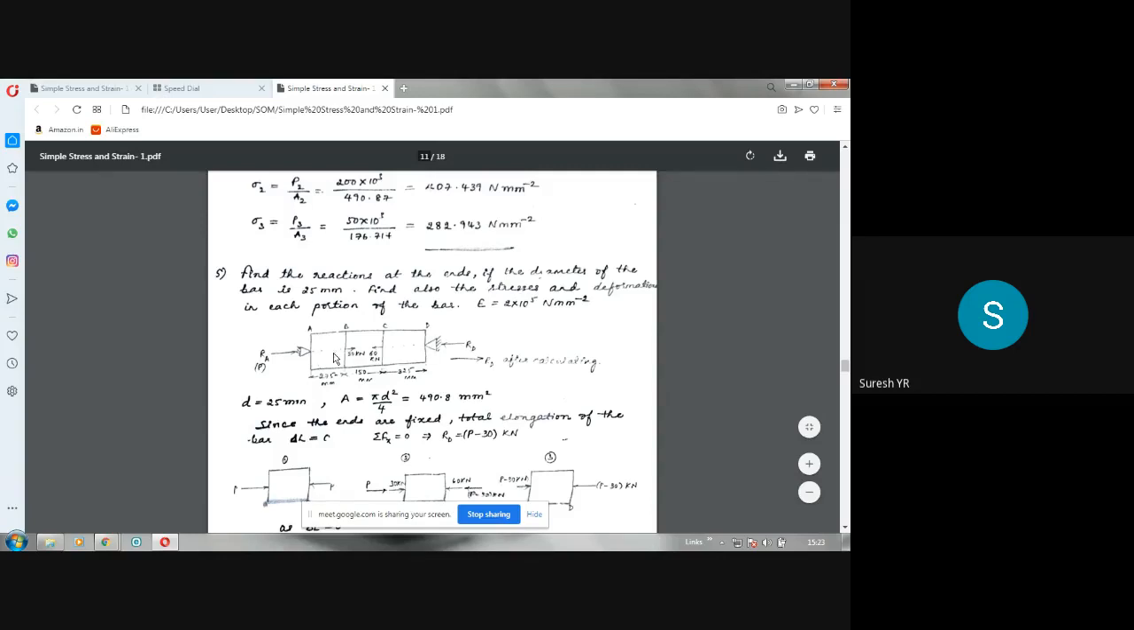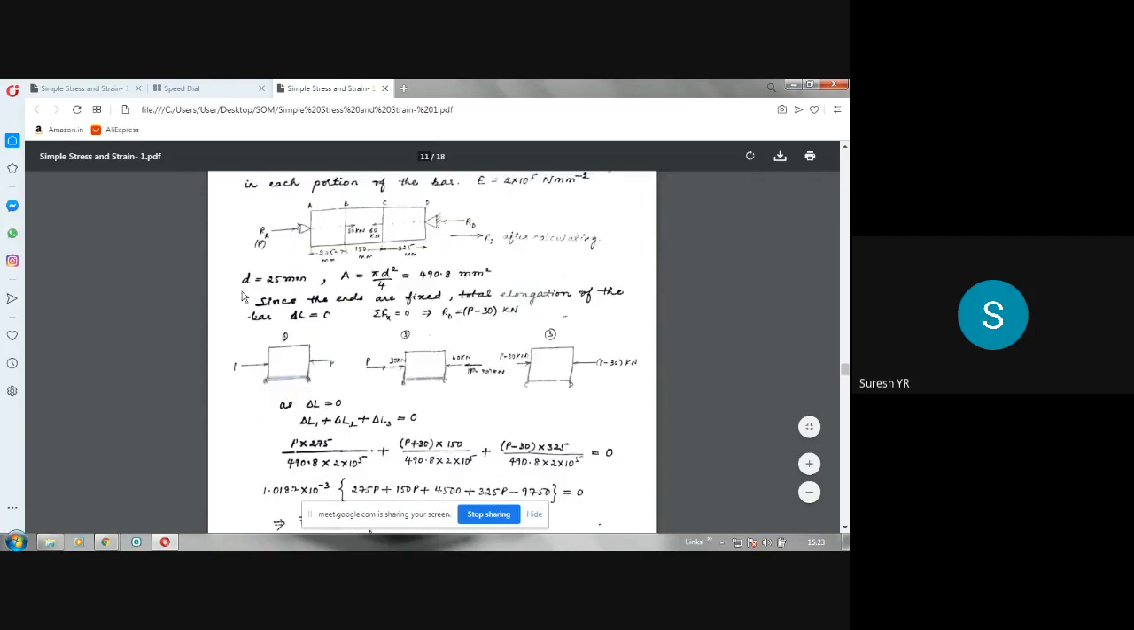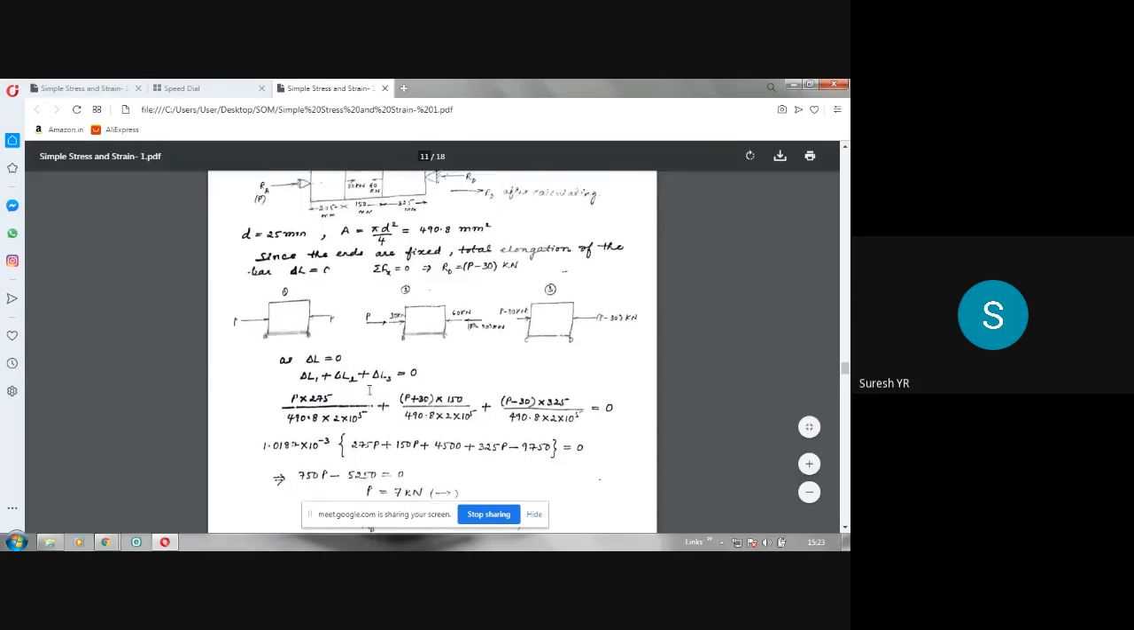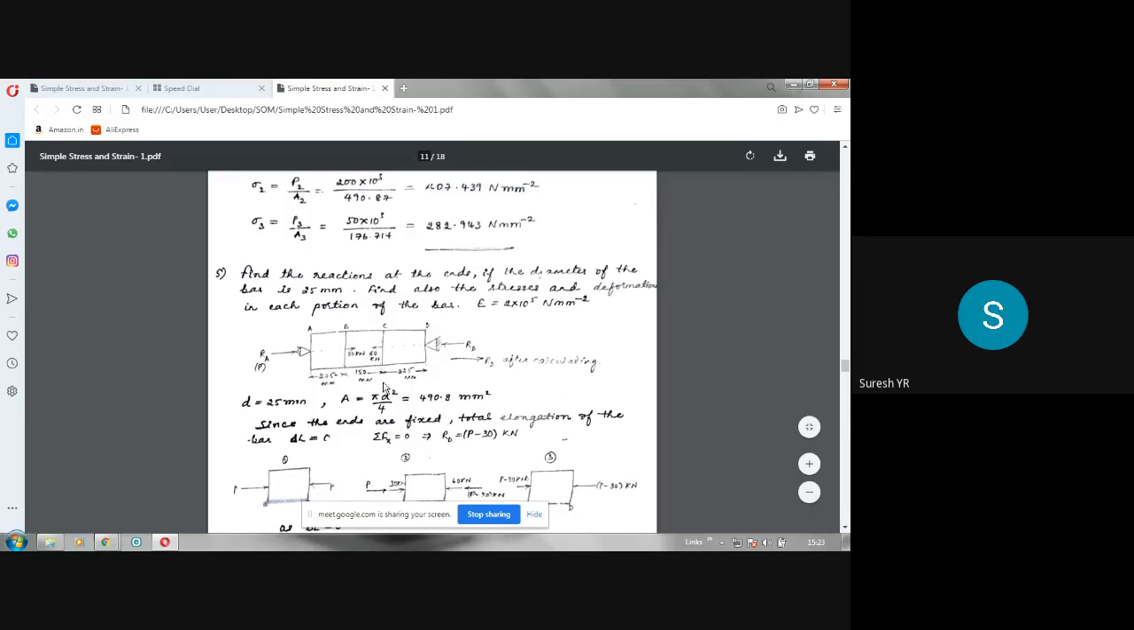Please understand that when they give the restrained condition at these two ends, the total elongation will be 0. Now here the diameter of the bar throughout is 25 mm. Area of the bar will be pi d square by 4, which is 490.8 millimeter square. Since the ends are fixed, total elongation of the bar will be 0 here. So your delta L will be 0, but delta L1, delta L2, delta L3 are not zeros. You will have some values. Let us see how to find those three deformations.